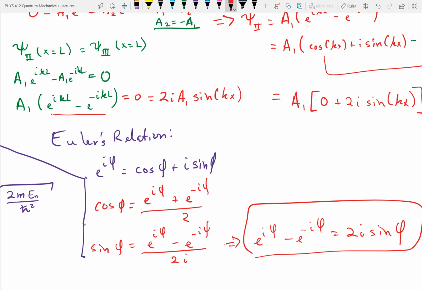So we can't use that one, or we're going to have 0 for our wave function everywhere, which means the probability of the particle existing is 0. It doesn't exist in the box or out of the box. So we cannot have k equals 0. So then we have to say, what other values of k will make this true?